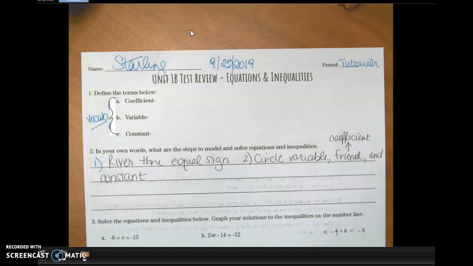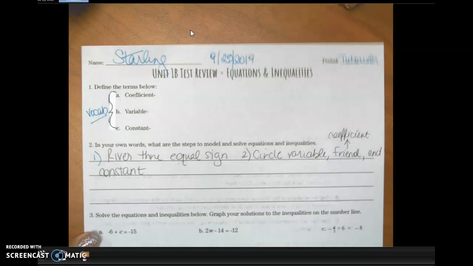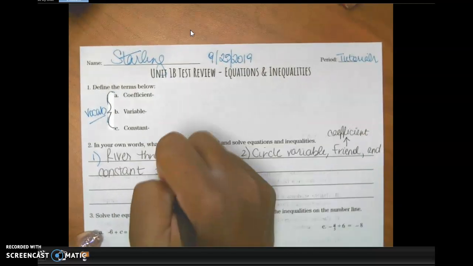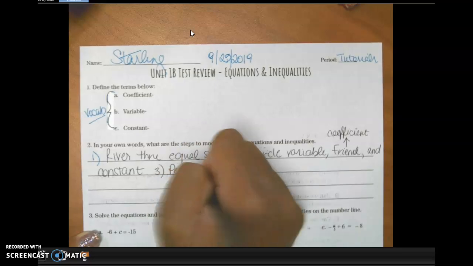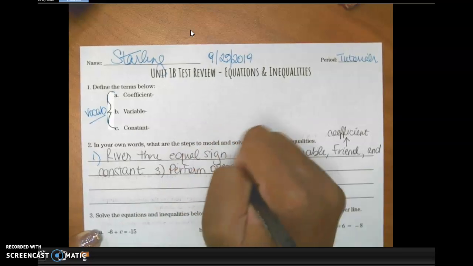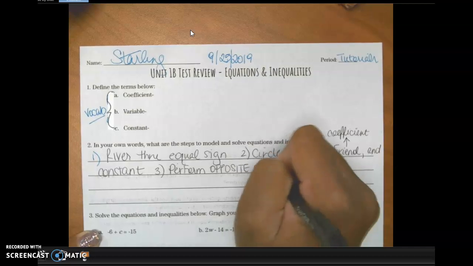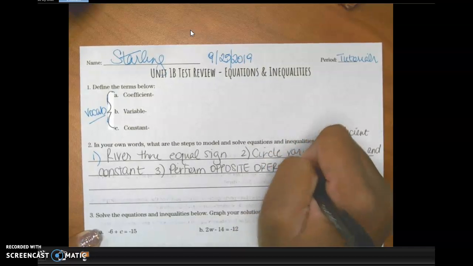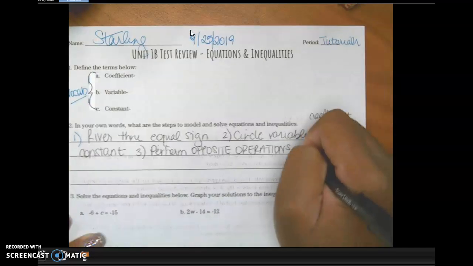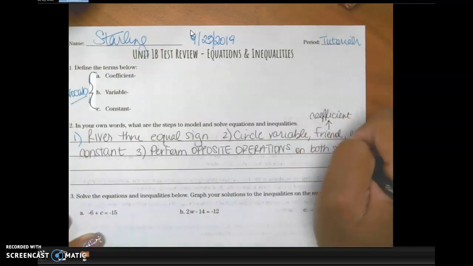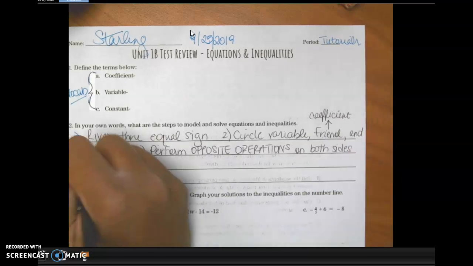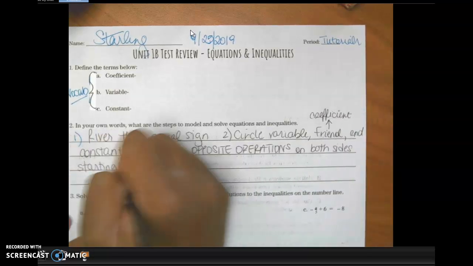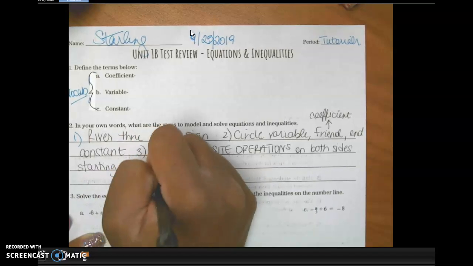Okay, step 3, you prepare to peel, starting with the outer circle, like peeling an onion. You peel the onion. So, who do you have to perform opposite operations on? Both sides. Perform opposite operations on both sides, starting with the outer layer of the onion.